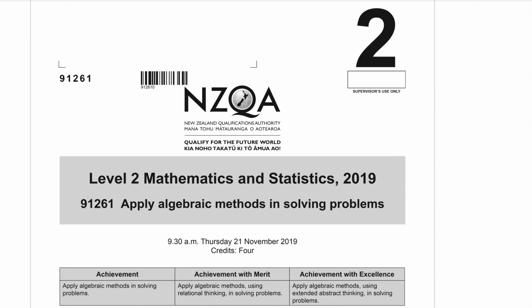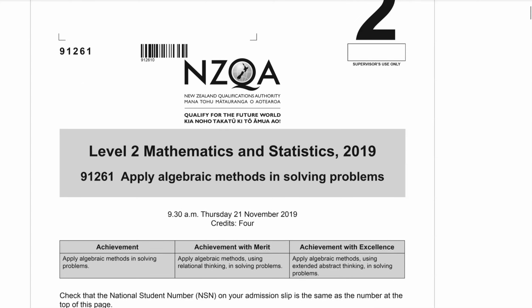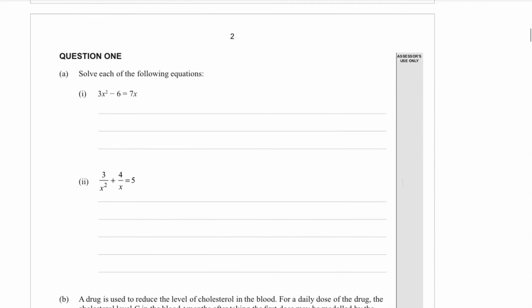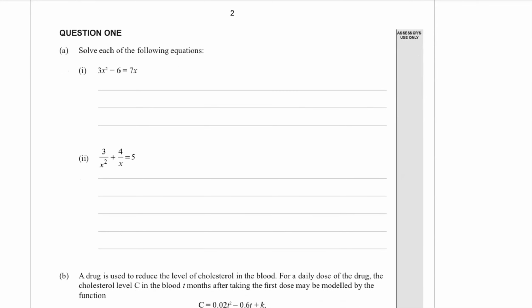Alright, so we're going to look at the Level 2 Maths paper, which is the 2019 Algebra paper. And we're going to go over question 1. So I'll scroll down and we'll look at the first question, question 1a. And we are looking at solving the following two equations. So we're going to look at rearranging the first equation.